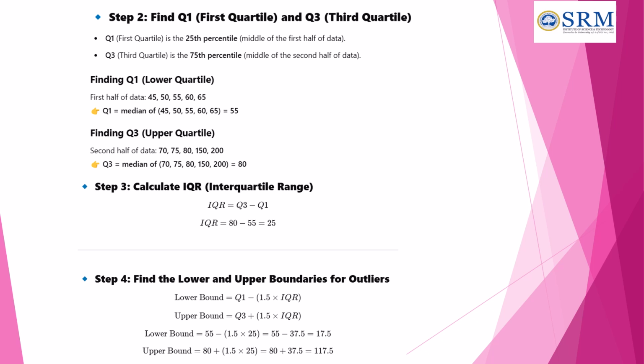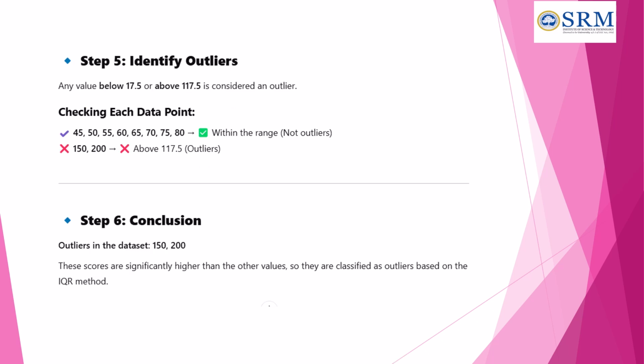The interquartile range IQR is the difference between Q3 and Q1. So 80 minus 55 equals 25. To find the limits for outliers, we calculate the lower bound as Q1 minus 1.5 times the IQR. That is 55 minus 37.5, which is 17.5. And the upper bound as Q3 plus 1.5 times the IQR, which is 80 plus 37.5, which is 117.5.